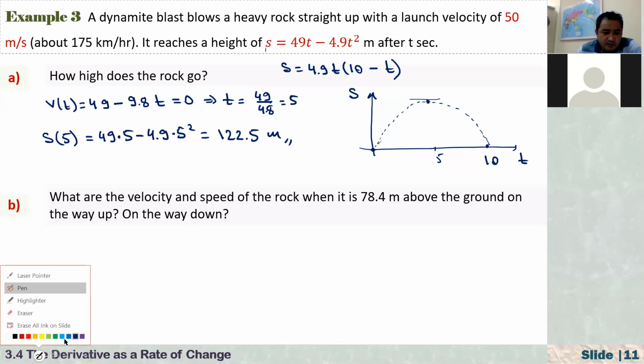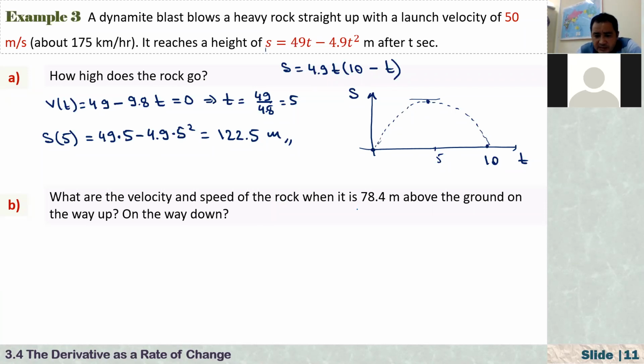Okay, and the second part, let's change the color. What are the velocity and speed of the rock when it is 78.4 meters above the ground, on the way up and on the way down? First I need to find the time, at what times the height of the dynamite will be 78.4 meters. Suppose this is 122.5, the highest point. So 78.4 is somewhere here. If I draw a line, at two points its height will be 78.4: one when it is going up, and one when it is going down.